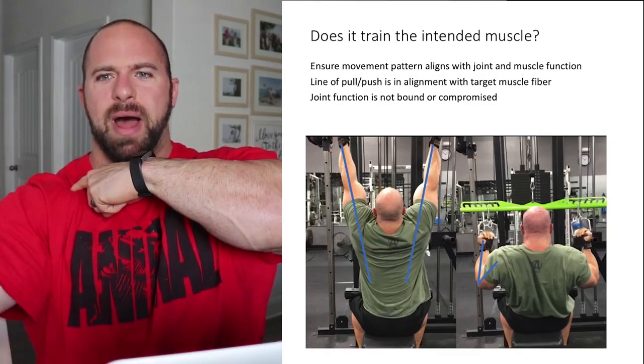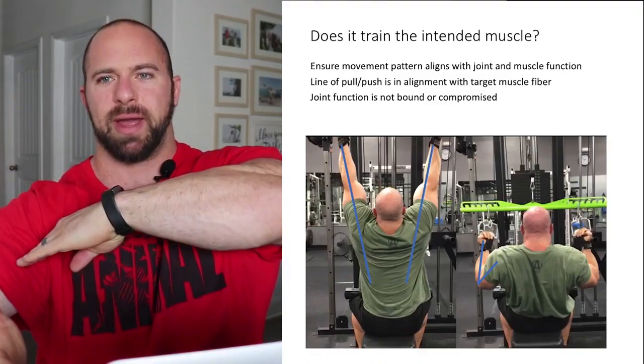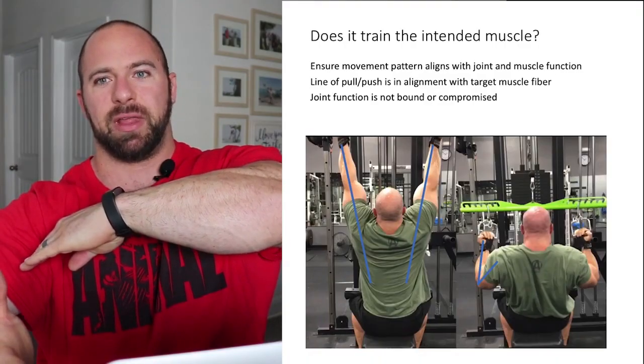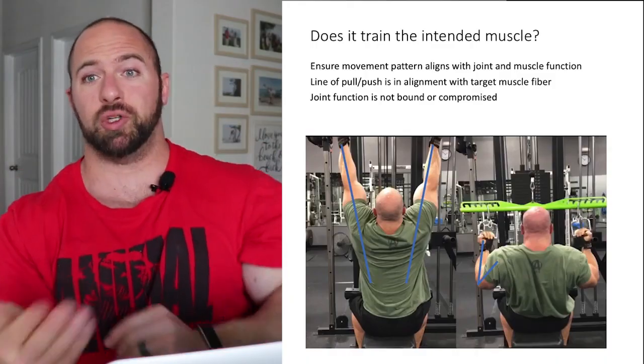What if I flared my elbow out? The line of force is still down, but my bicep's this way. It's not in line with the line of pull, right? We want it to be this way. It gives you good joint efficiency.